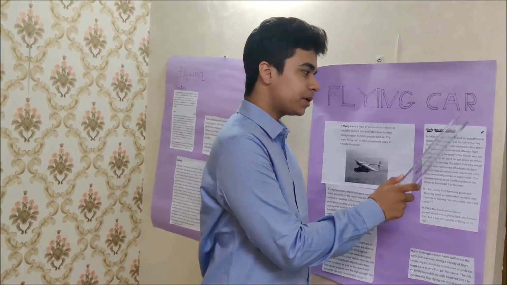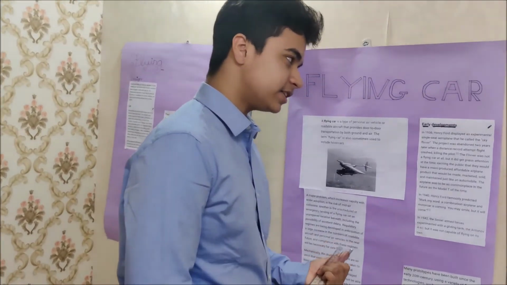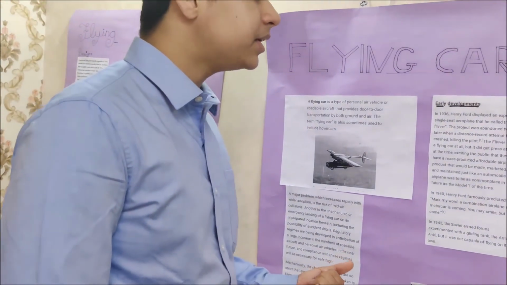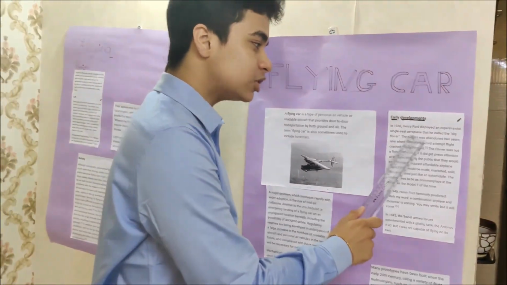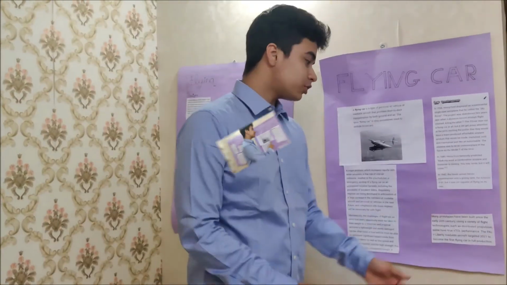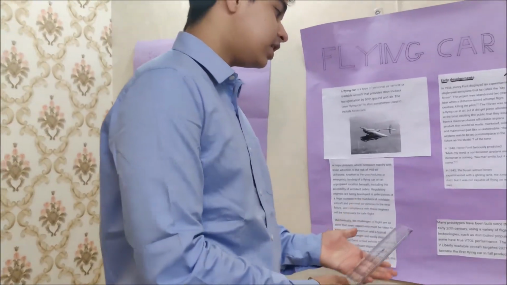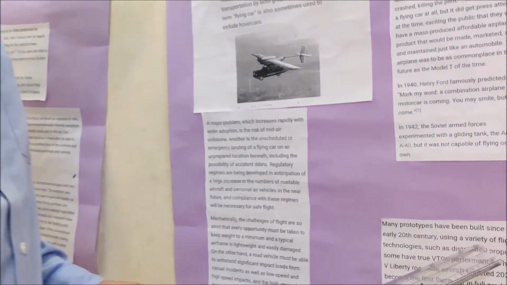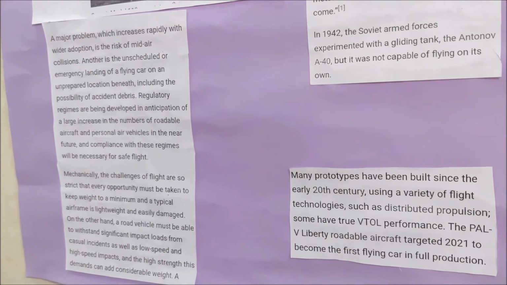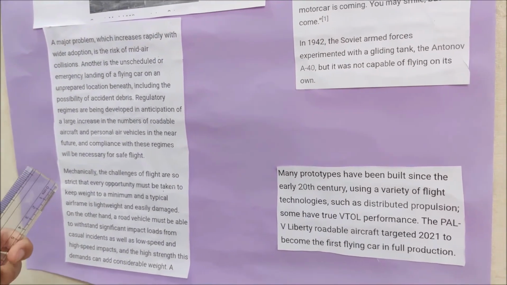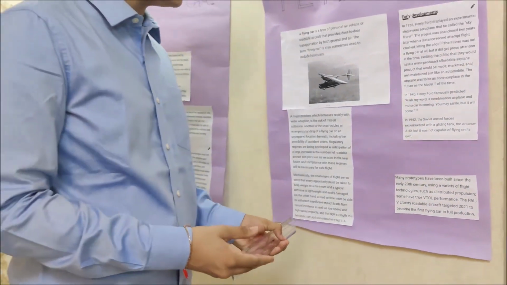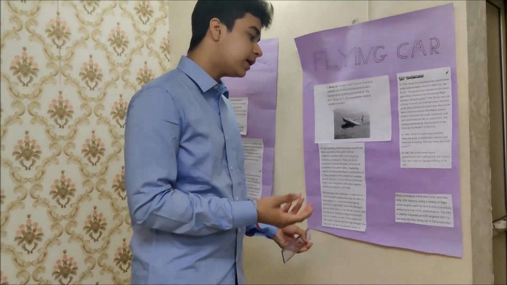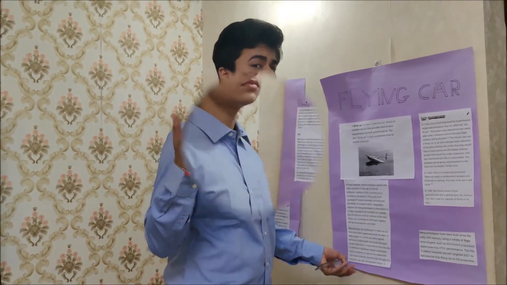In early developments of flying cars, in 1936, Henry Ford displayed an elemental single-seat aeroplane that he called Sky Flivver. The project was abandoned after 2 years. Prototypes have been built since the early 20th century, using a variety of flight technologies such as distributed propulsion. Some have true VTOL performance. PAL-V Liberty Roadable Aircraft targeted in 2021 to become the first flying car in full production.